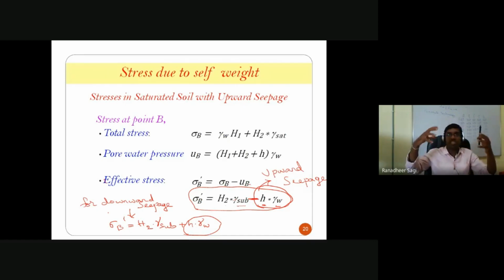Because if the self weight of the structure is going to be more when compared to the pressures being exerted from the bottom on the structure due to the seepage, then automatically your structure is going to be stable.